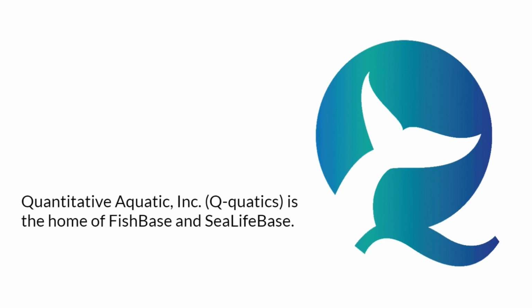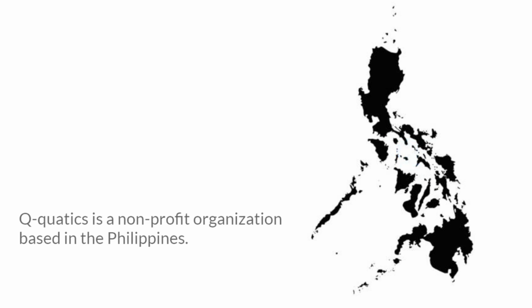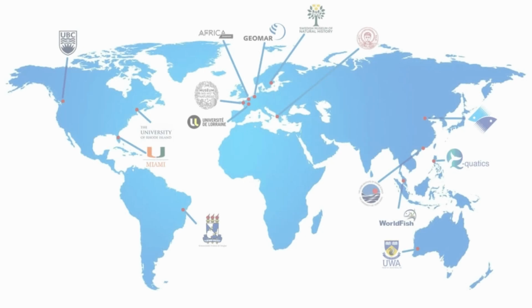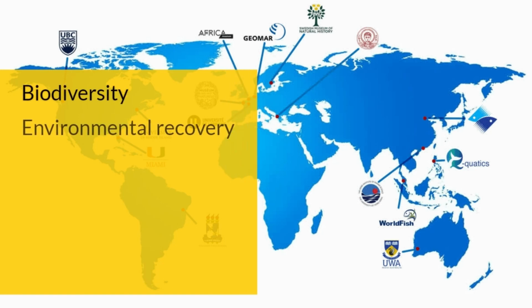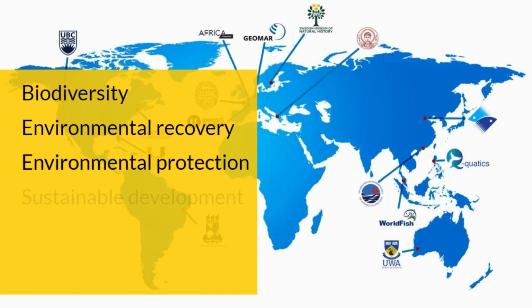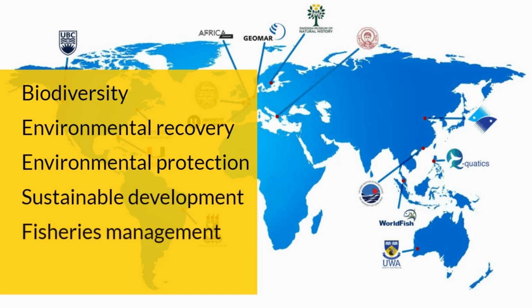Quantitative Aquatics or Q-Quatics is the home of FishBase and SeaLifeBase. Q-Quatics is a non-profit organization based in the Philippines. It is part of the FishBase Consortium, which is composed of 15 highly reputed academic and research organizations across 6 continents. The FishBase Consortium provides scientific and technical guidance to ensure that FishBase and SeaLifeBase remain current and relevant with evolving issues on biodiversity, environmental recovery and protection, sustainable development, fisheries management, and climate change.